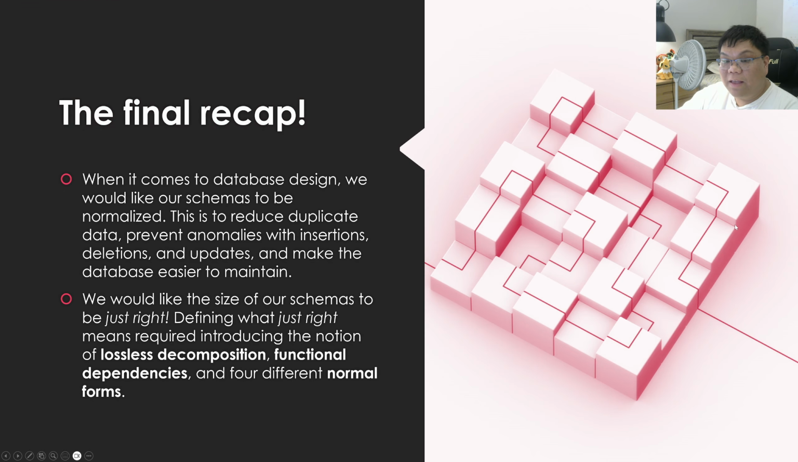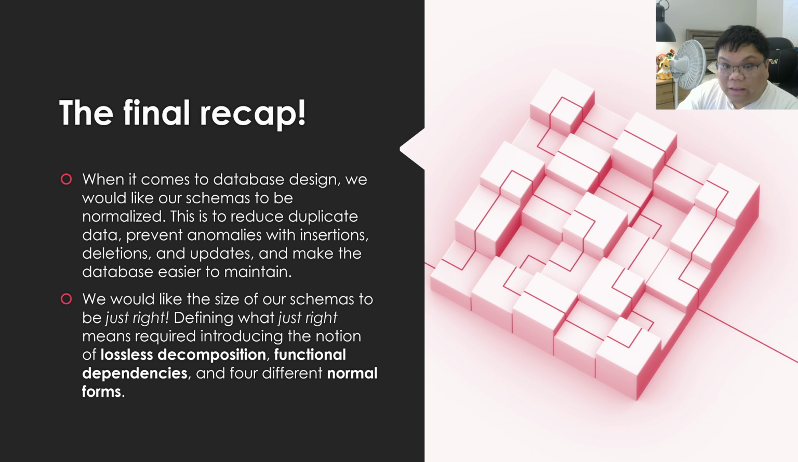So, we have hit the quote-unquote end of Chapter 8. So, when it comes to database design, we would like our schemas to be normalized. We want our schemas to be normalized. And the goal, the idea behind normalization is to reduce duplicate data and also prevent anomalies with insertions, deletions, and updates, but also make it easier for the database to maintain.